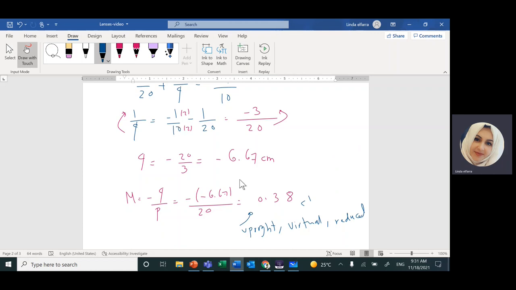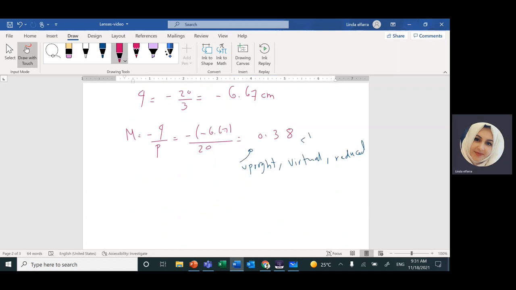Now, suppose the question gives you the height of the object in the exam, for example, the height of the object is 2 centimeters, and I ask you to find the height of the image. In this case, you will use the other equation for magnification. Magnification will equal the height of the image divided by the height of the object. So magnification 0.38 will equal h bar divided by 2. You do cross multiplication and you find the height of the image.